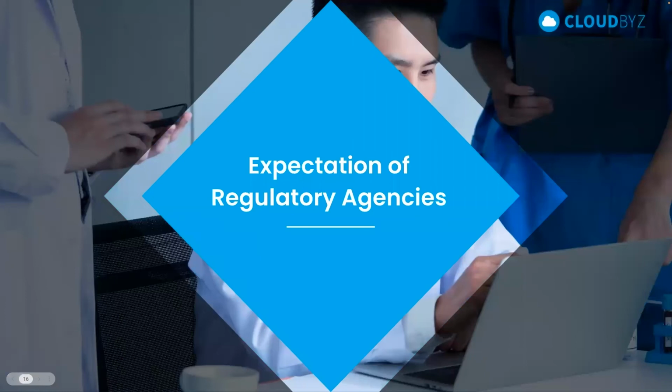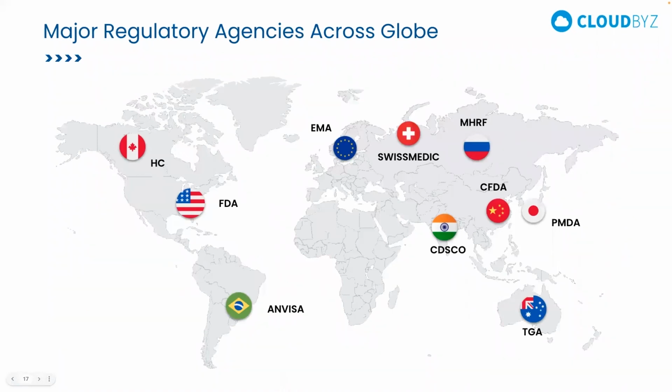Let's talk about the expectations of regulatory agencies. So move to the next slide. Here I am showing important regulatory agencies across the globe, and I have taken the example of US FDA, which is the regulatory agency of the United States. If you take UK as an example, the regulatory agency is MHRA, which stands for Medicines and Healthcare Products Regulatory Agency. In Australia, it is TGA, the Therapeutic Goods Administration. In India, it is CDSCO, which is the Central Drugs Standard Control Organization, right?